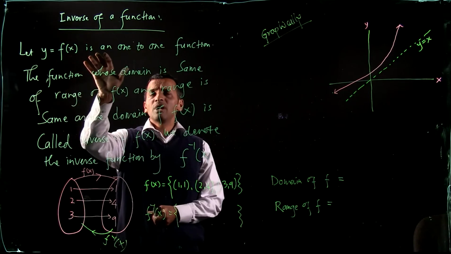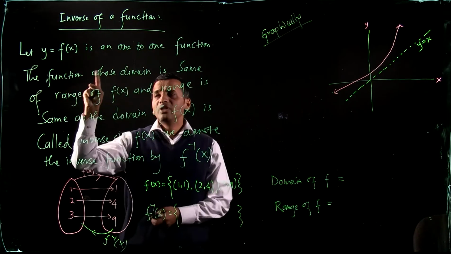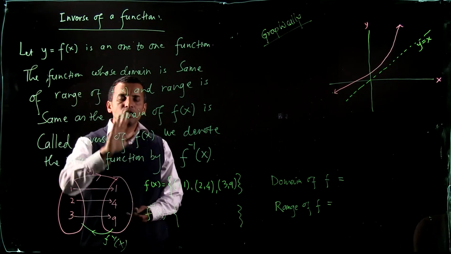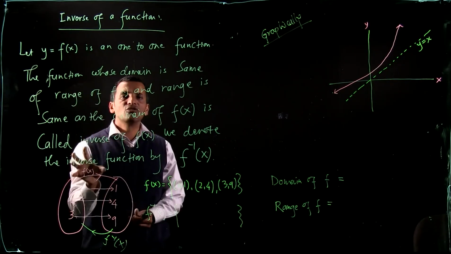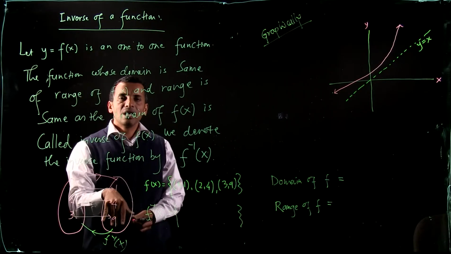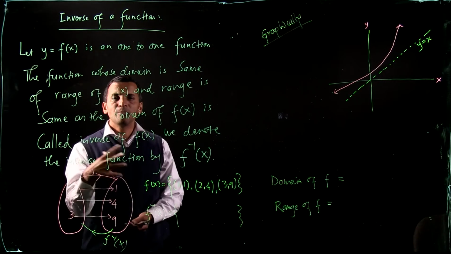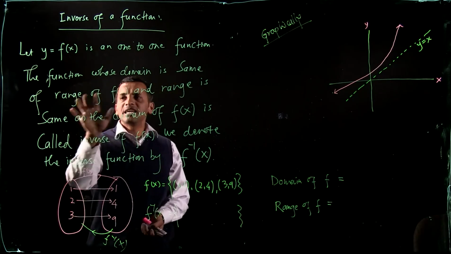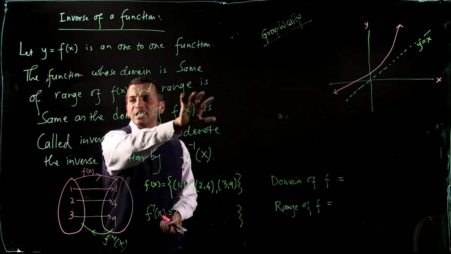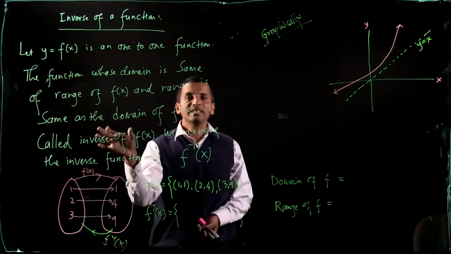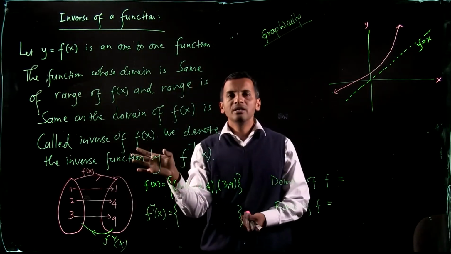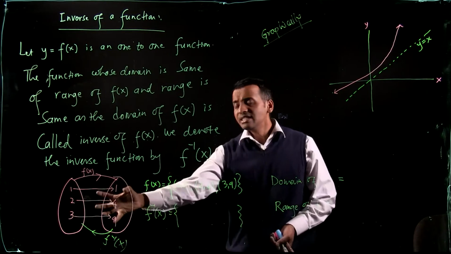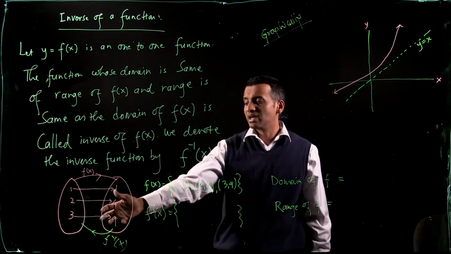So suppose y equals f of x is a 1 to 1 function, then another function is defined as follows, meaning that the domain of f of x is the range of the inverse, and the range of f of x is the domain of the inverse. If there is a function whose domain is the same as the range of f of x and whose range is the same as the domain of f of x, then that function is called the inverse of the function f of x, and we denote the inverse by f inverse x. Let's take an example, then the things will be clear.